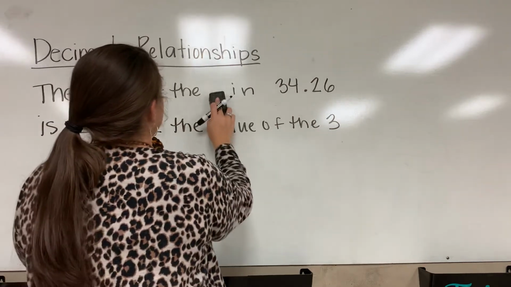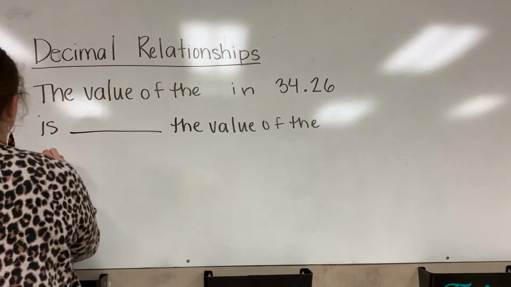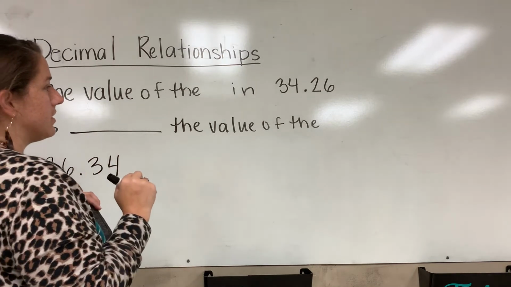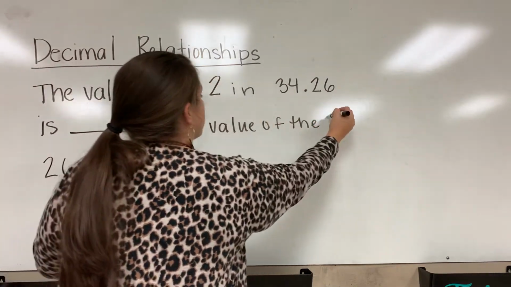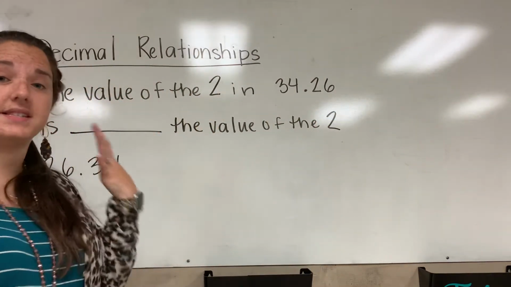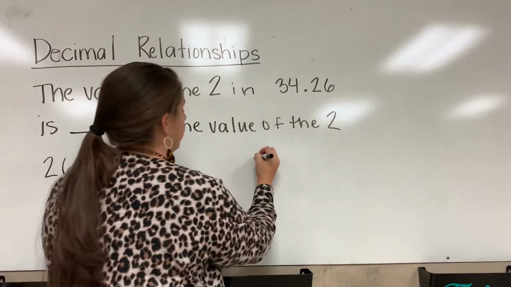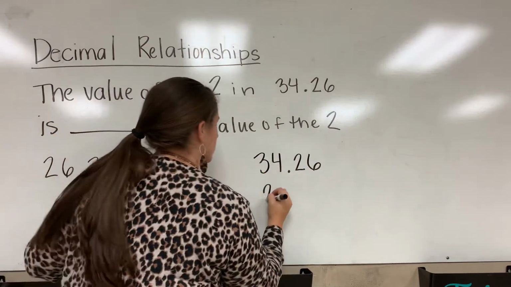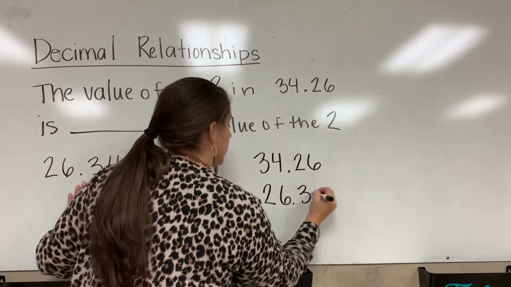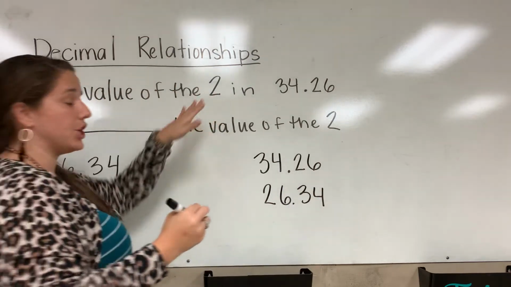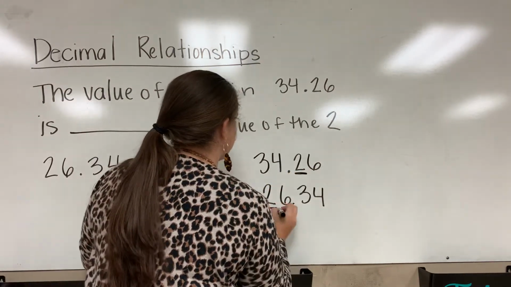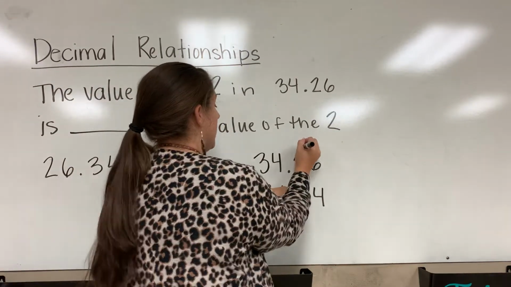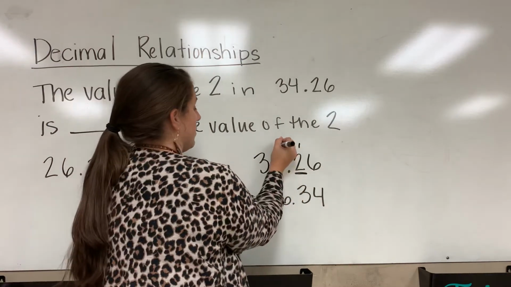Let's look at the value. Uh-oh, I erased my number. Let's look at the value of the 2. Okay, so again, I'm gonna stack my numbers. So I'm gonna put 34 and 26, and then 26 and 34. And I've changed my value to the 2. So I'm gonna underline my 2s, okay? And I'm gonna start with the first 2, and I'm gonna draw a 1 on top, and then I'm gonna draw zeros till I get to this 2.